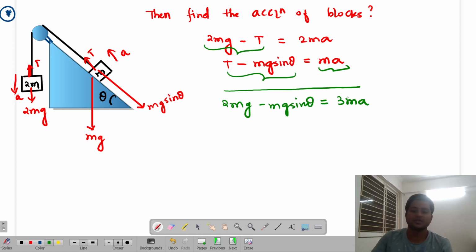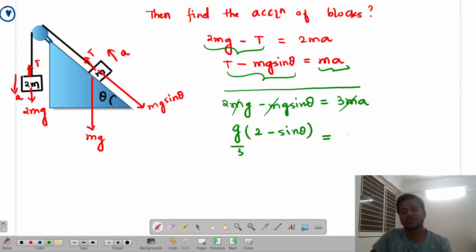Got it or not? So basically m got cancelled. g common, two minus sin theta divided by 3 is my acceleration of the blocks. Are you able to get me or not? Put this acceleration anywhere, you will get the particular tension. Is that clear or not?